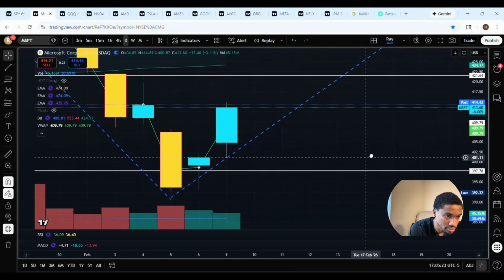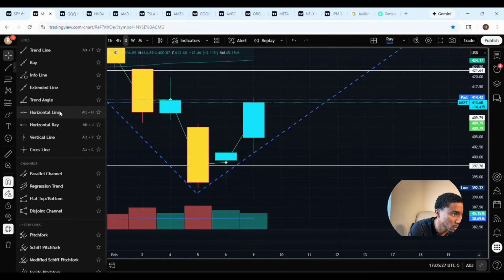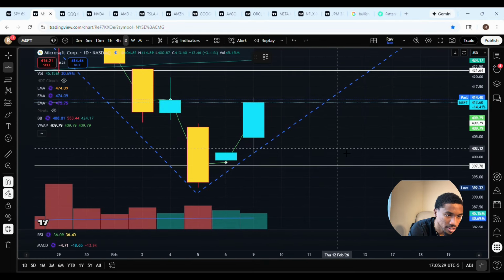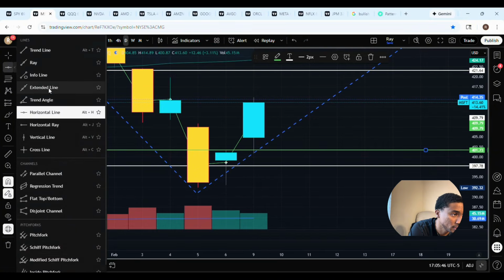And I'm gonna mark it out for you all too. Let me mark it out. Get my horizontal. Let's make it green. So your entry can be above this wick right here, or your entry can be right here.